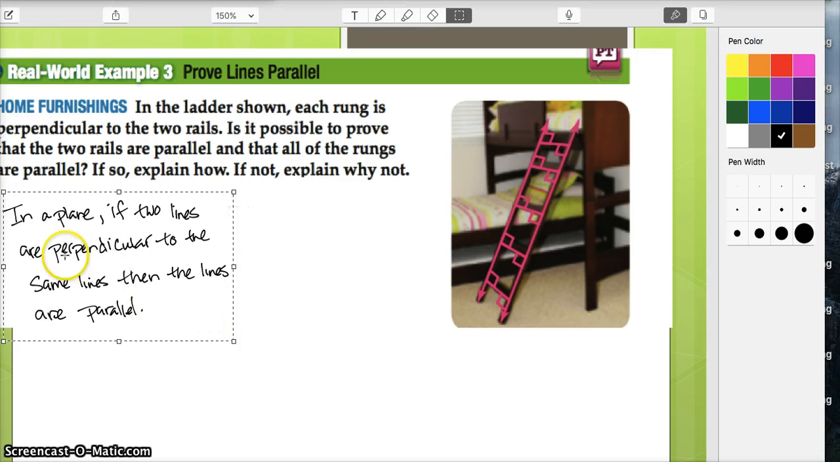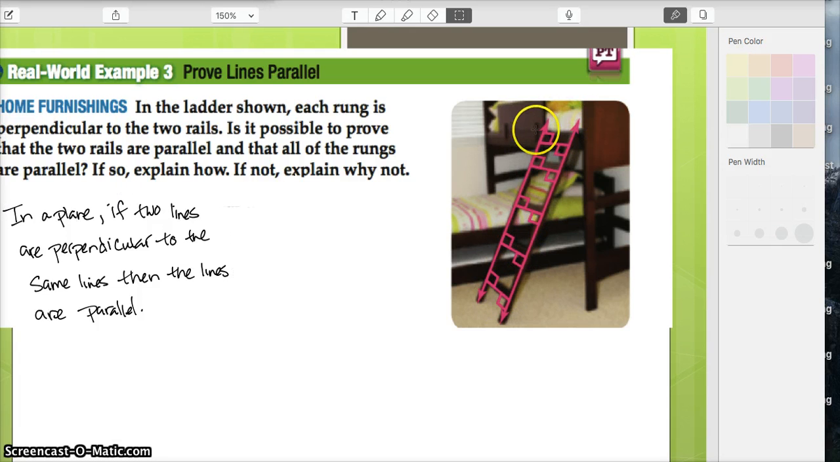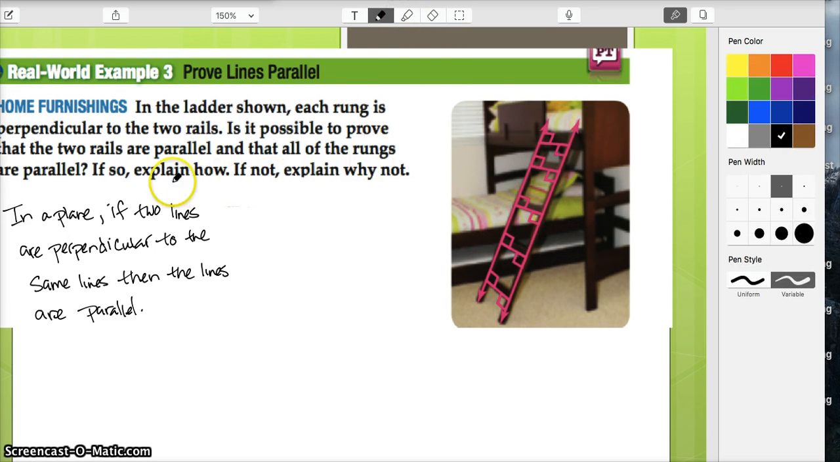Now that we've got this idea of two lines in a plane, let's consider the plane of the ladder. In a plane, if two lines are perpendicular to the same line, we could use the first rung, then those two lines are parallel. So that's a pretty straightforward way of proving that the two railings are parallel. Then the question is, is it possible to prove that all of the rungs are parallel as well? I think the answer is clearly yes, because if the railings are parallel and this is perpendicular to this, then here is a line that is perpendicular to two lines, so these two are parallel.